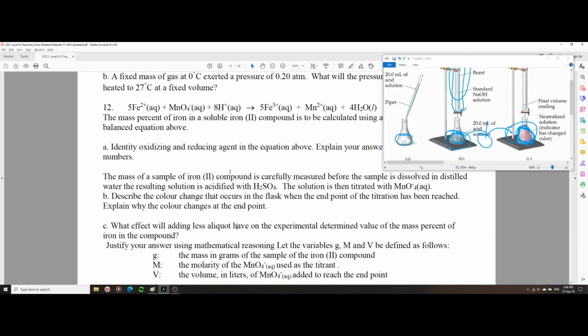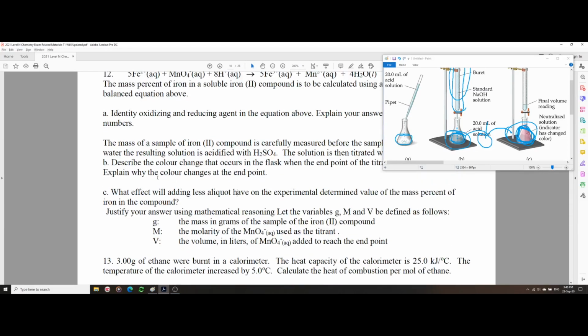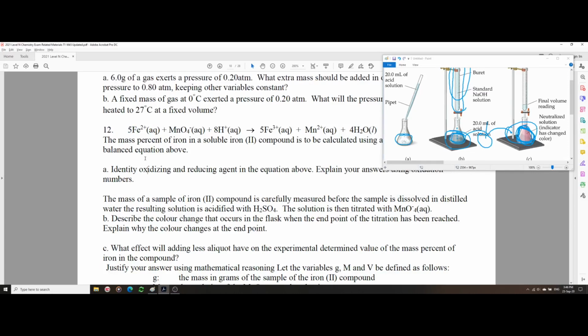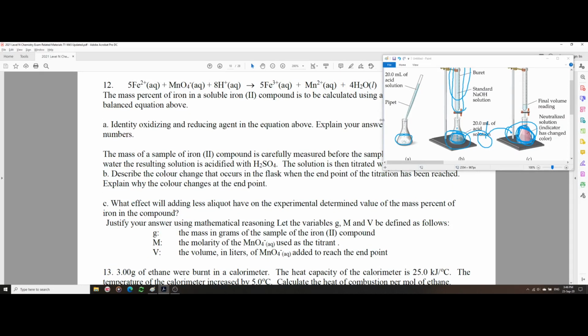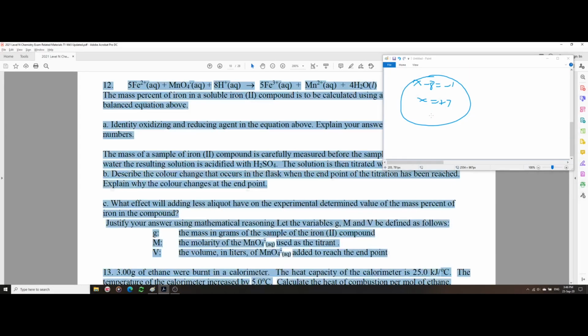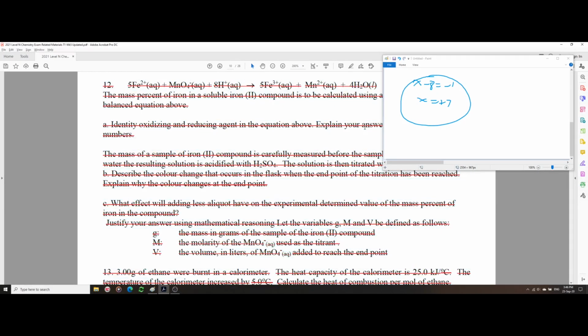So now with that we're done with B. We explained why the color change happens, and that the permanganate is in excess before the iron gets consumed. Okay, so part C. What effect will adding less of the aliquot have? Aliquot also refers here to the titrant, which in this case is the permanganate ion. So if you're adding less of the permanganate ion, what will happen to the determined value of the mass percent of the iron in the compound?